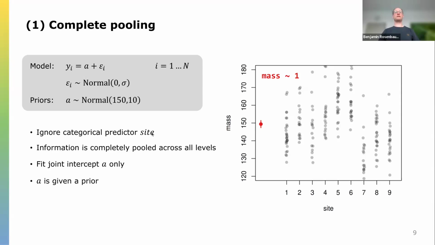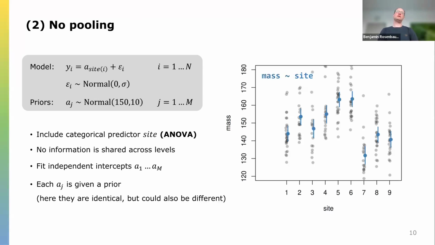So we're ignoring the predictor site. We pool all the information across all the levels of site and fit a joint intercept. And we get a value, because it is informed by 200 data points, this value comes with very small uncertainty. The more data points we have, the more certain we are about all the data's mean. So just pooling all this information will result in very small credible intervals, so high certainty about this value. However, we are overconfident here because this data is not independent.